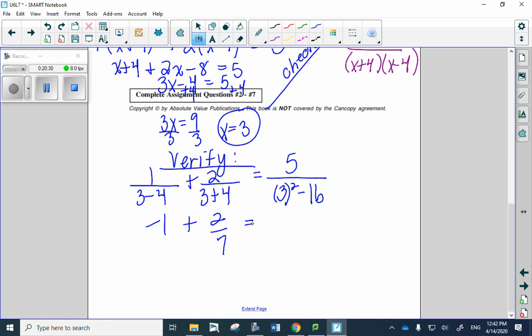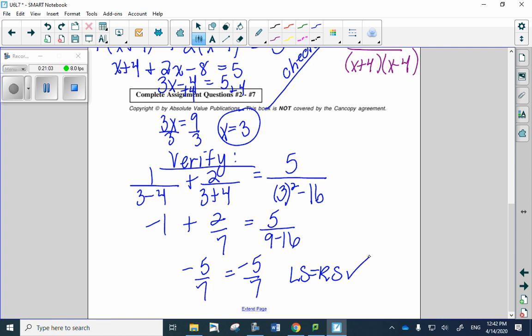5 divided by 9 minus 16. So just plug into your calculator what's negative 1 plus 2 over 7. We're going to be left with negative 5 over 7 equals, and this also results in negative 5 over 7. So we know left side is equal to the right side. So my solution of x equals 3 is going to count.